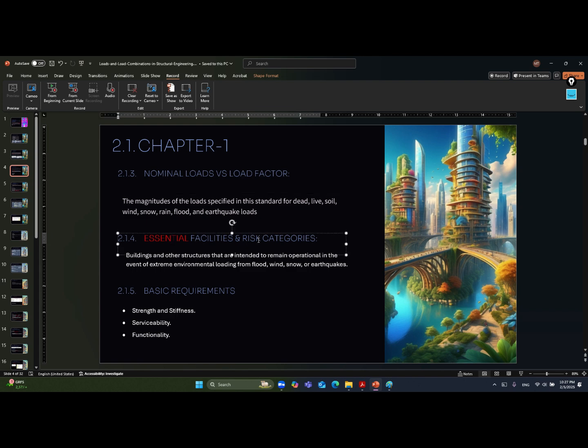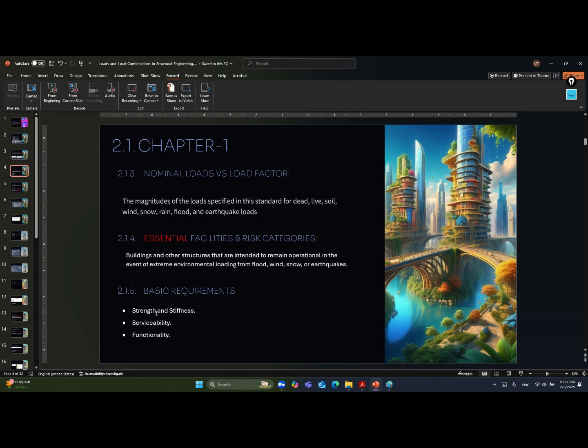You must identify the risk category from this description. Also, the most important part is the basic requirements. This part can be shown in the exam as theoretical questions. Not all questions must deal with the equations and so on. Some of them will be theoretical.